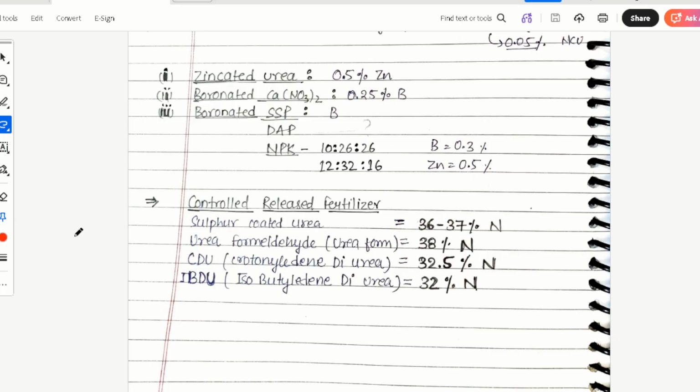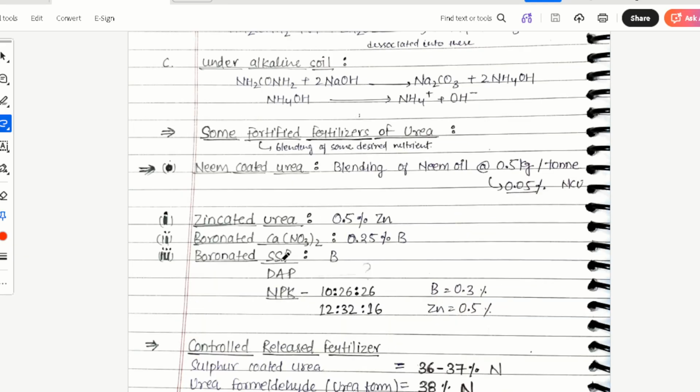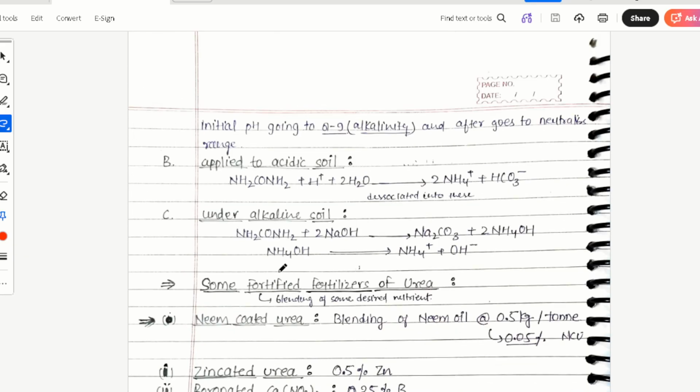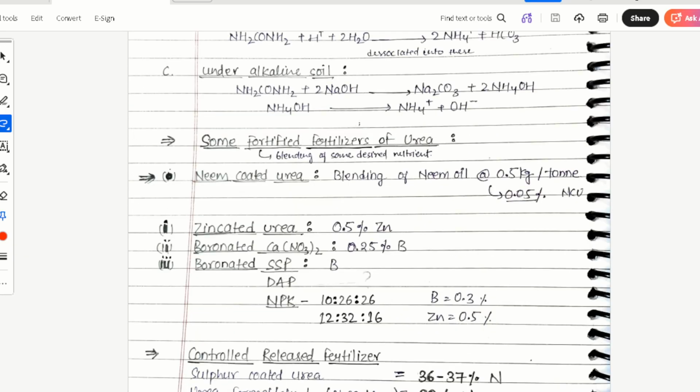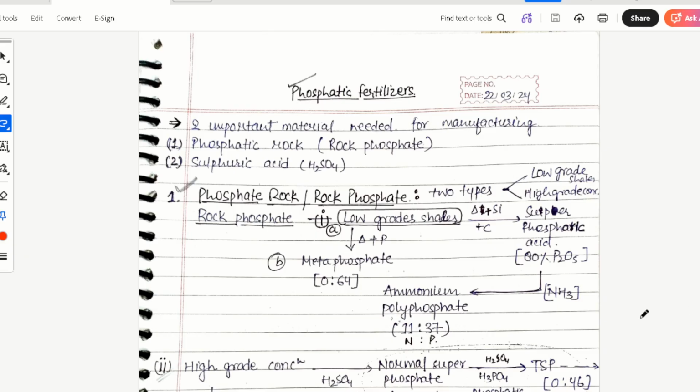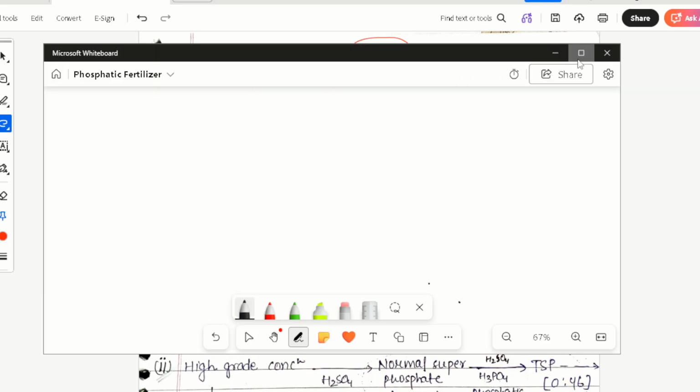So in the previous lecture, we discussed nitrogenous fertilizer and their types. In this lecture, we are going to discuss phosphatic fertilizer and their types. So without wasting your time, let's start.